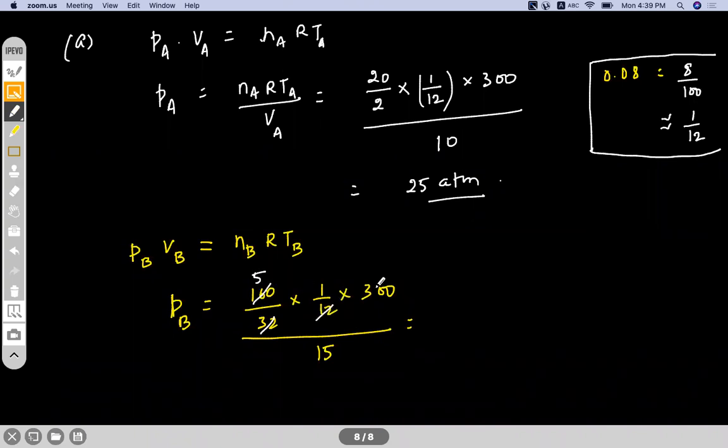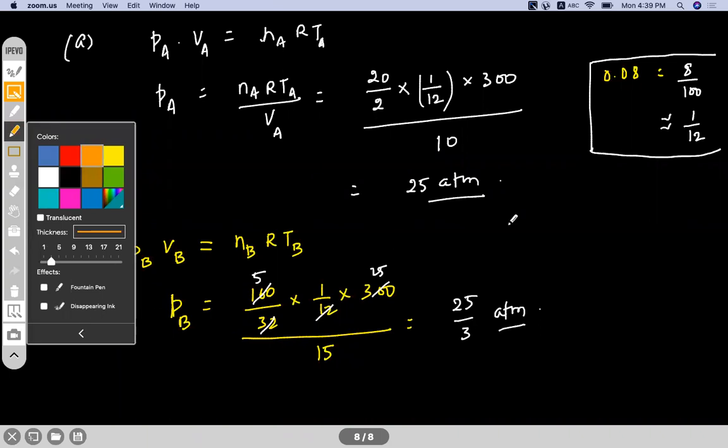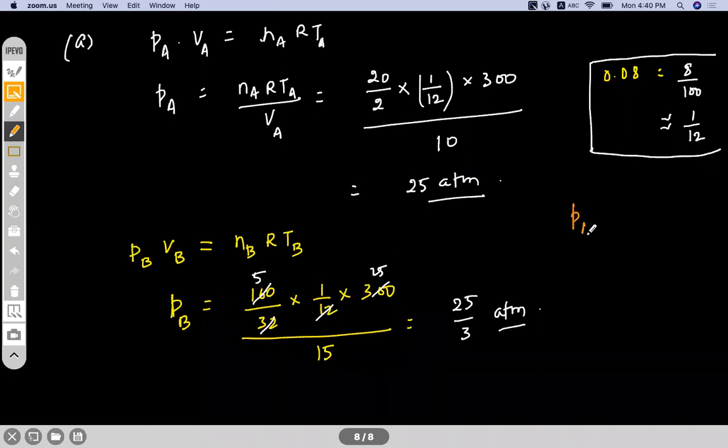For bulb B, we are getting 25 by 3 atmospheric pressure. So obviously, what we are getting here, you see, we are getting the pressure of bulb A is more than that of B. Okay.